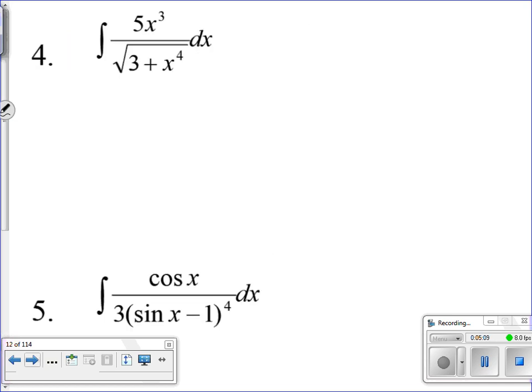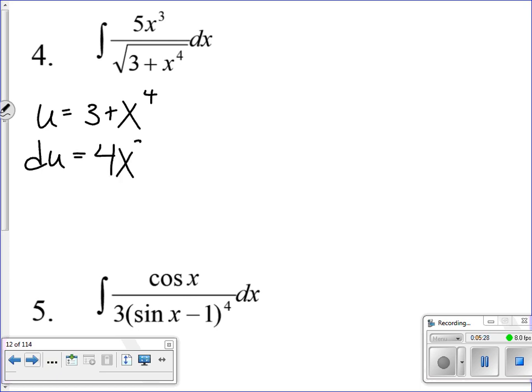Number 4, this is going to be u sub. And if you notice, if we make u the inside function 3 plus x to the 4th, we're in luck because du contains a factor of x cubed. Du is 4x cubed dx.